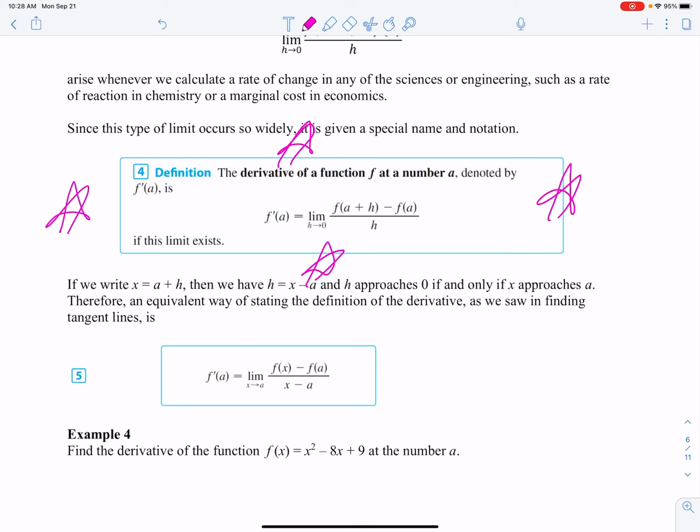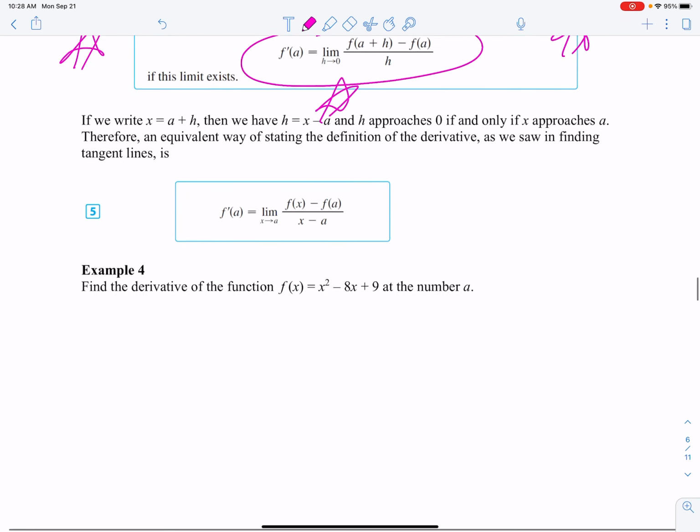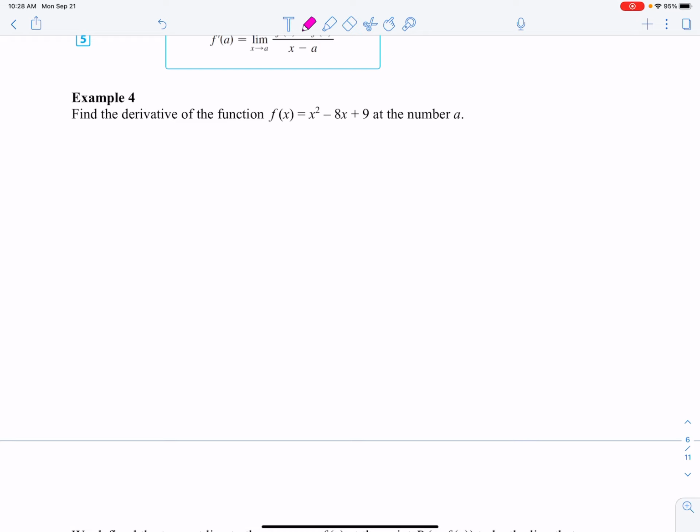Okay, all right, so example 4. So we're going to use this definition here. All right, find the derivative of the function f of x equals x squared minus 8x plus 9 at the number a. Okay, in other words, we're going to find f prime of a, and that prime is a little apostrophe. It's not a number 1, okay? It's a little apostrophe. So we follow the formula, right? It's limit as h approaches 0, f of a plus h minus f of a all over h.